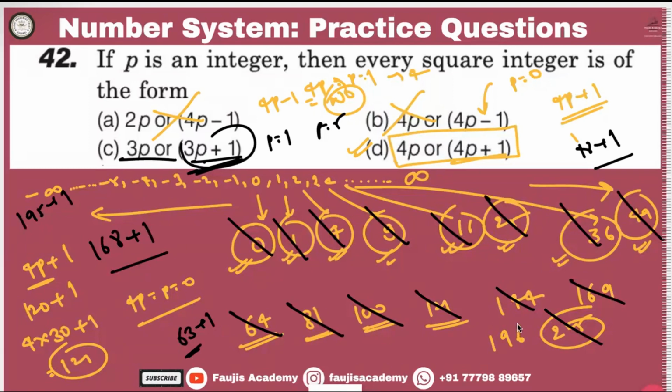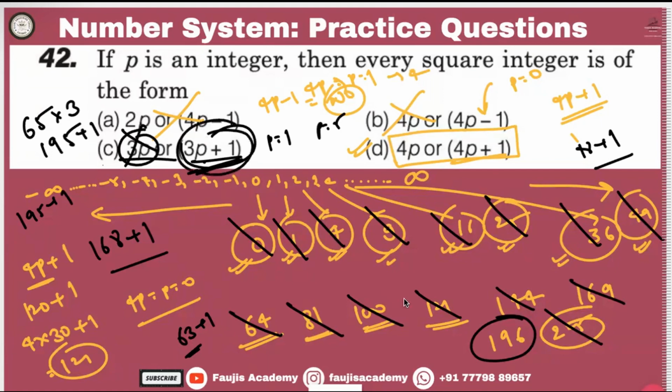195 plus 1, 196. Is it divisible by 3, guys? No, it is not divisible by 3. That means 3P does not work out. So how much is that? Into 3 still. That means 3P plus 1 will work out.